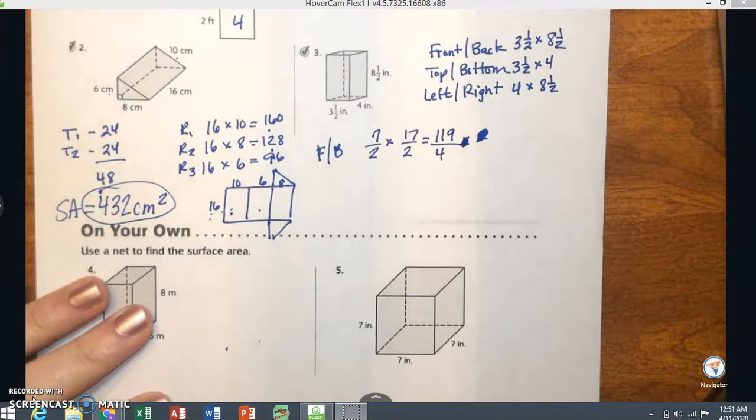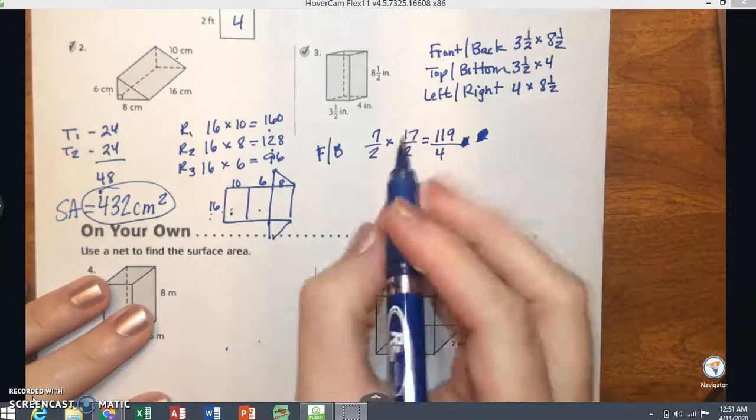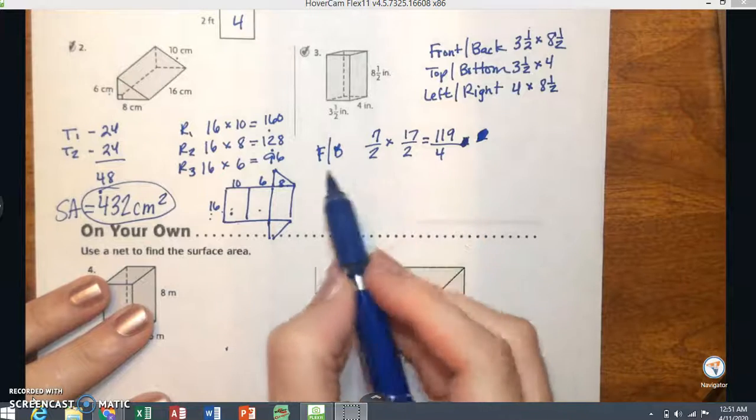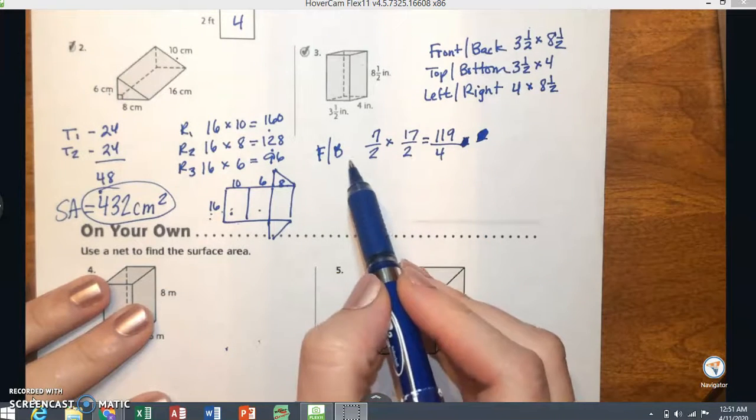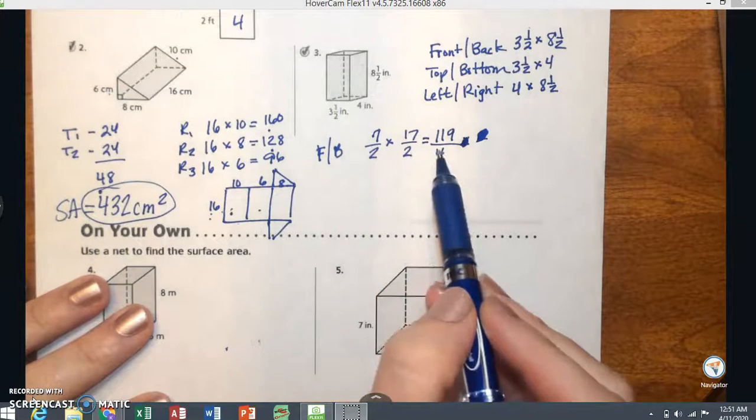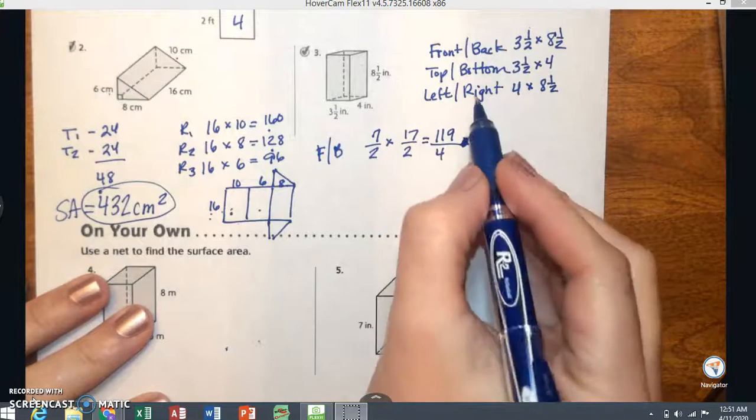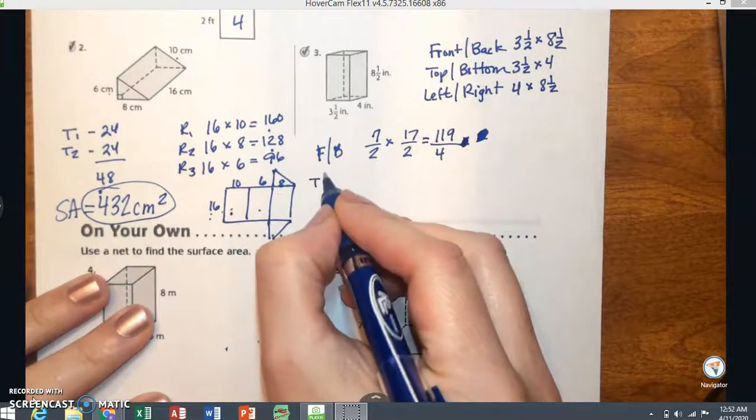Welcome back to lesson 11.3. This is part 2. Our first part of the lesson went beyond our time limit, so we're going to pick up where we left off. So the last thing we did was we found the area for either the front or the back, and now we're going to move on to either the top or the bottom.